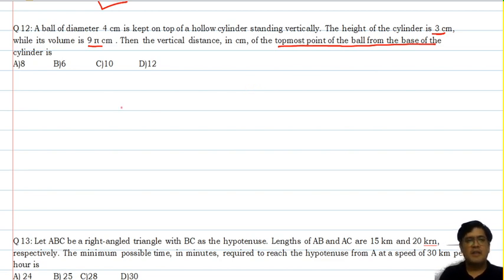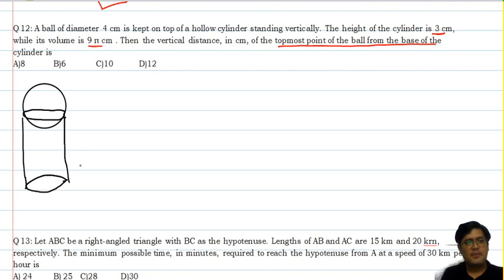Alright, so here we have a spherical ball that has been placed on top of a cylinder. Imagine this rough thing is a cylinder. Now this cylinder has a height of 3. This ball has a diameter of 4. And the cylinder volume is 9 pi.